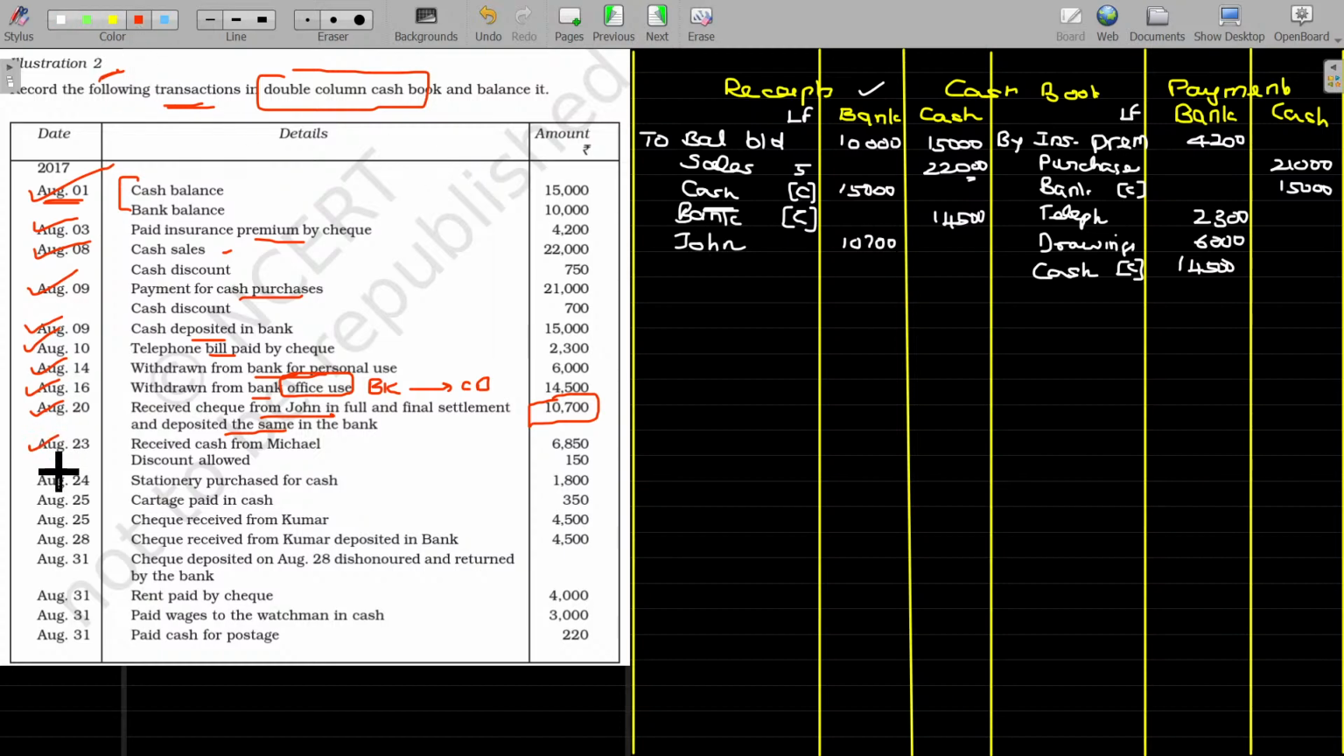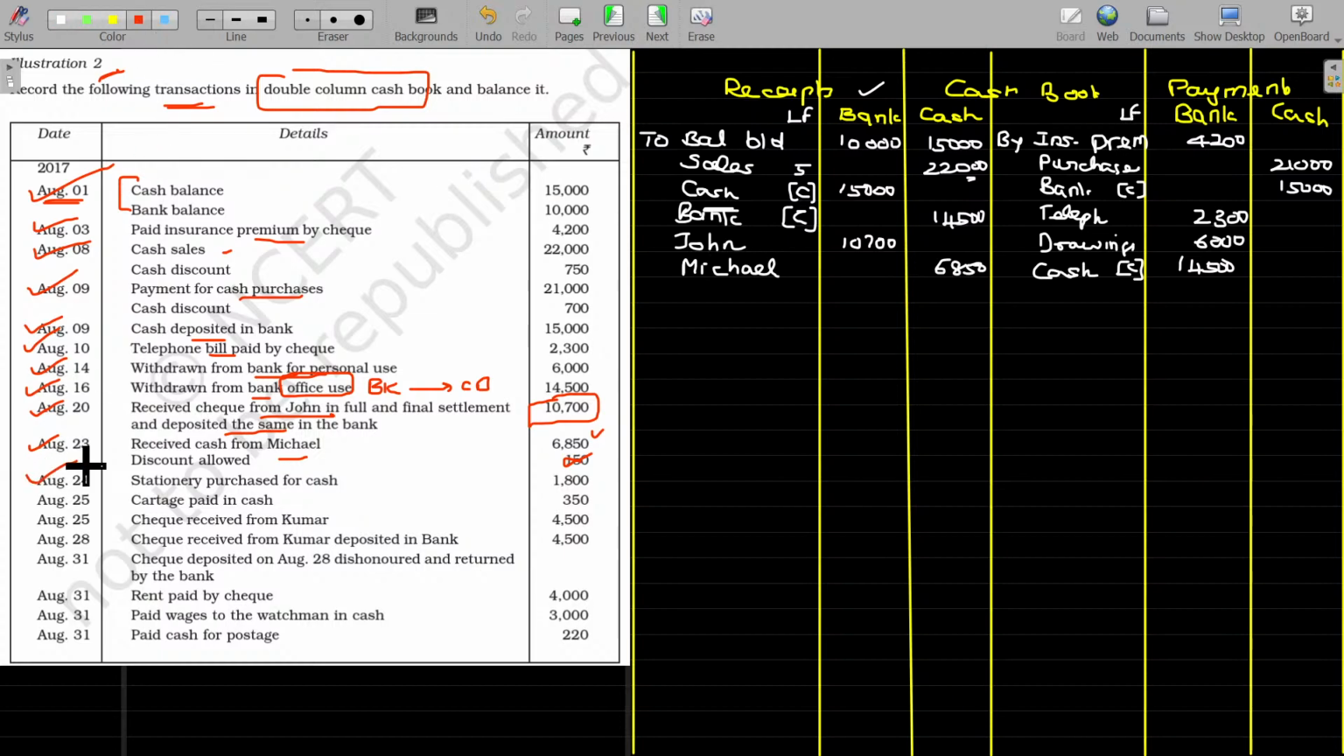And 23rd August, received cash from Michael, discount allowed being 150, remove that, so 6,850 can be taken. 6,850 received from Michael, right? Receipt side, Michael, the value being 6,850 in cash box, 6,850.